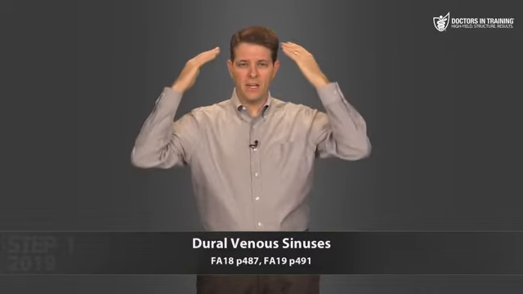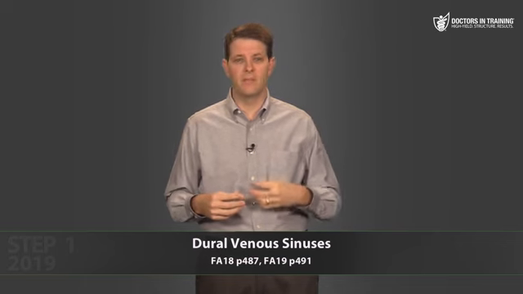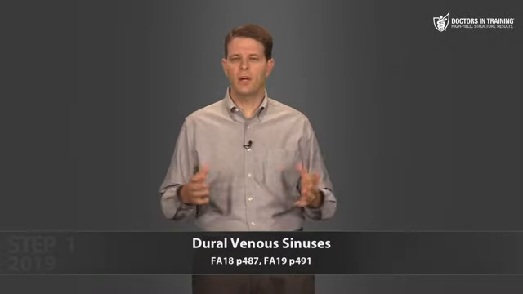Then toward the back side of your head, on each side, you have the sigmoid sinuses, which is the last place that the blood from the brain travels through before it exits the cranium through the jugular foramen. And as the sigmoid sinus passes through the jugular foramen, it becomes the internal jugular vein. The internal jugular vein is found in the carotid sheath along with the vagus nerve. So you have three very important structures found within the carotid sheath: the carotid artery, the internal jugular vein, and the vagus nerve.